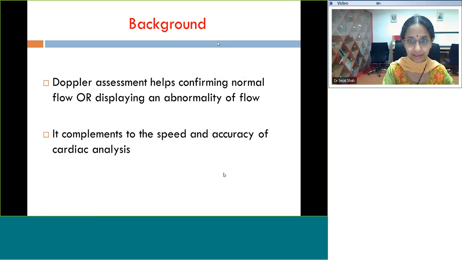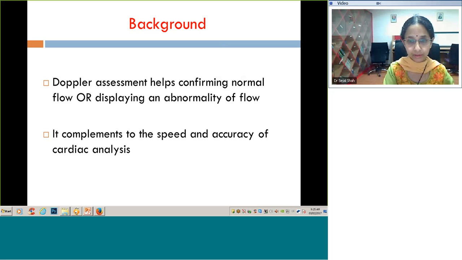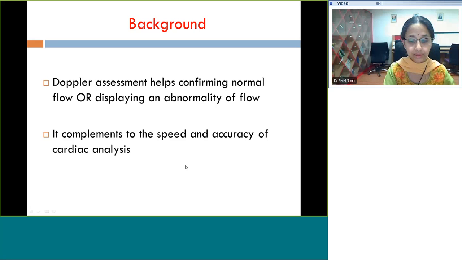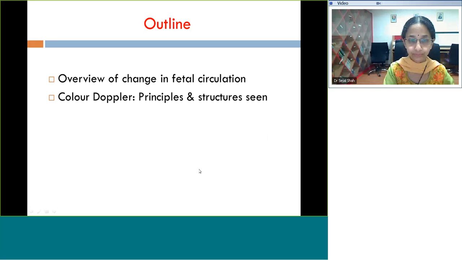Now we understand that the Doppler assessment is useful for what? It can help us confirm the normal flow and also display an abnormality in the flow, and it complements the speed and the accuracy of the cardiac analysis, including the understanding of cardiac failure. This includes both the color Doppler and the pulse Doppler. Remember that the pulse Doppler is accurately done by the curvilinear probe. However, for CW, we might have to use a cardiac probe.